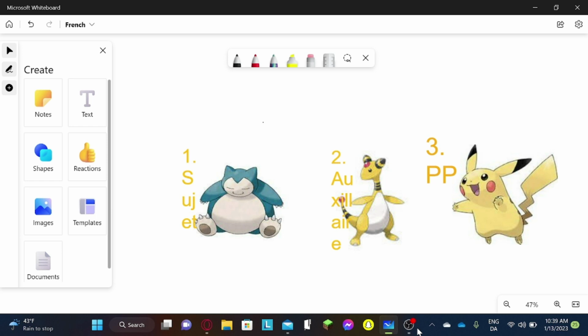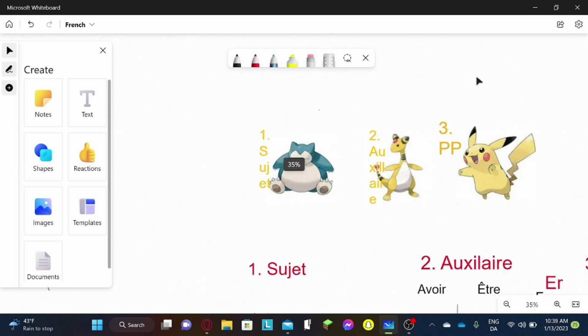To start off, there are 3 steps to doing the passé composé. There's number 1, the subject or the sujet. Number 2, auxiliaire or the auxiliary verb. And finally 3, the PP or the passé participe.